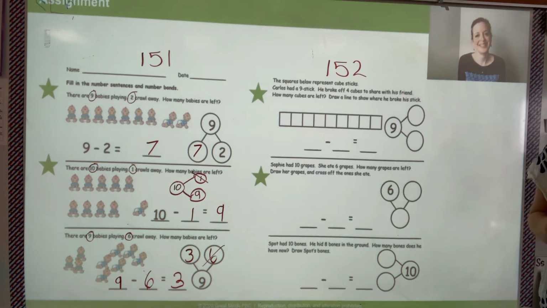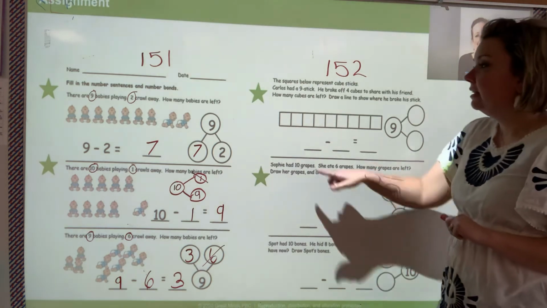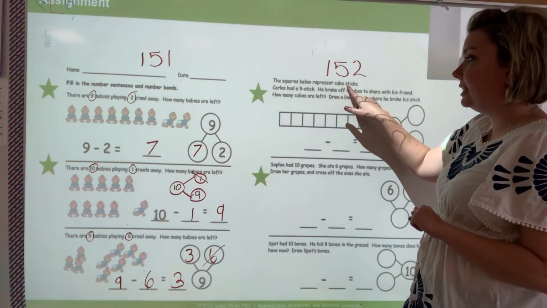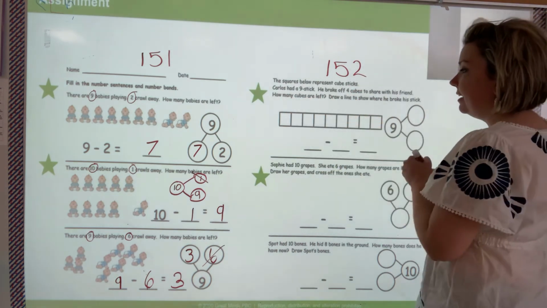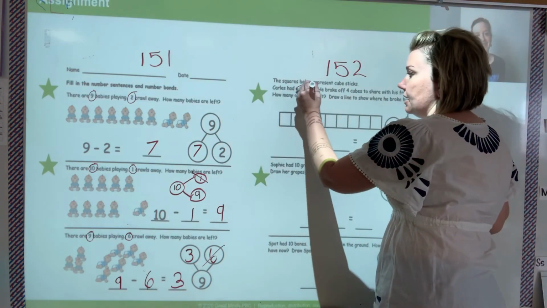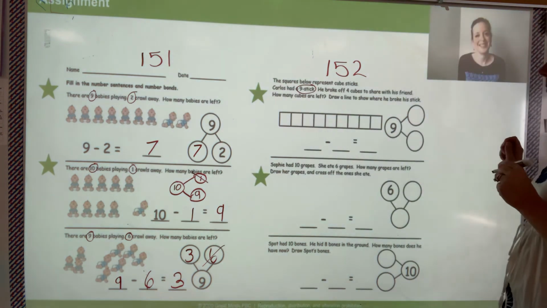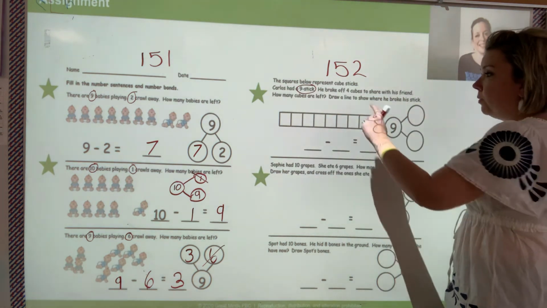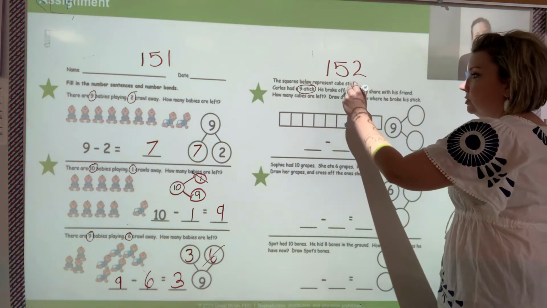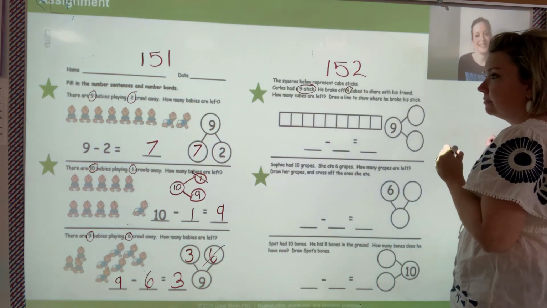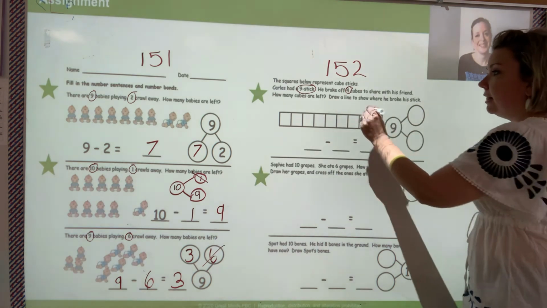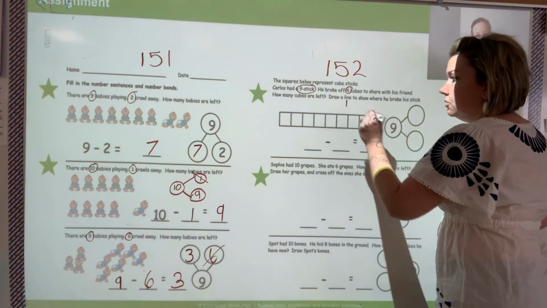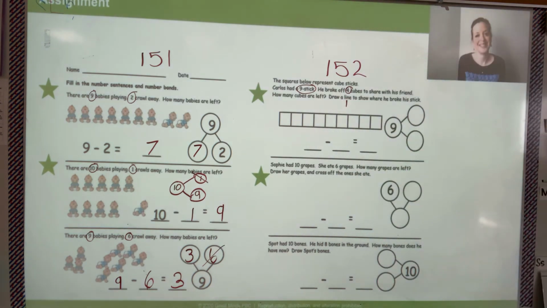Let's take a look. It says the squares below represent a cube stick. Carlos had a 9 stick. He broke off 4 cubes to share with his friends. How many cubes are left? Draw a line to show where he broke his stick.